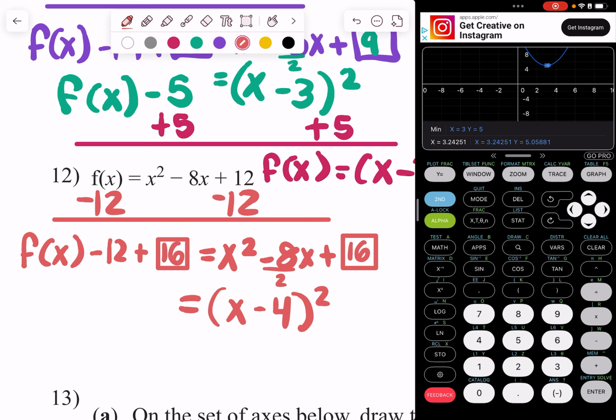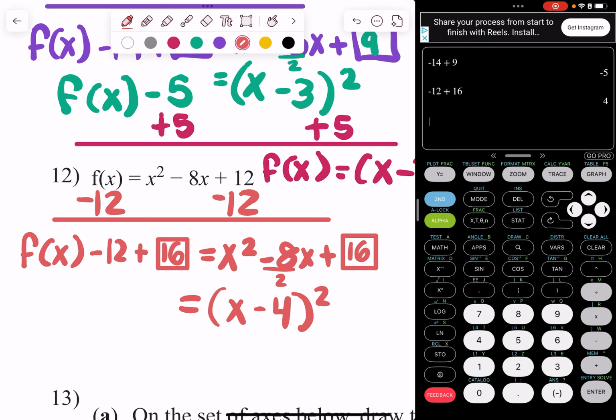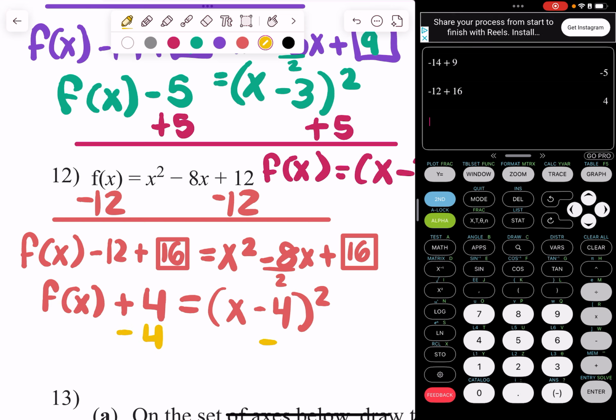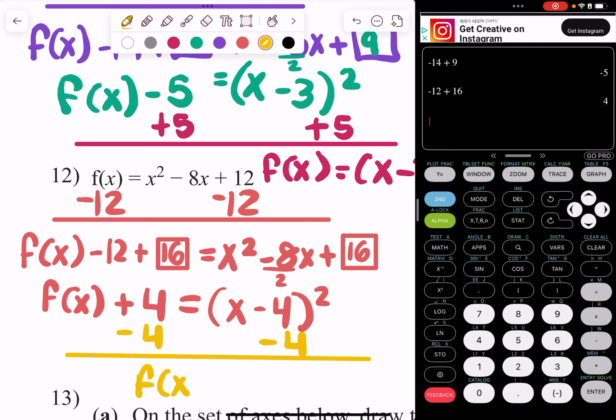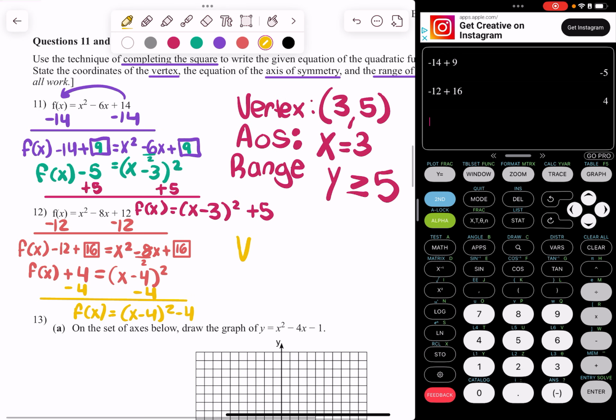I need to get a positive. And then negative 12 plus 16 gives me 4. So f of x plus 4. You always need to bring that 4 back to the other side. So we are just left with f of x. So I'm going to subtract 4 and I will get f of x is equal to x minus 4 squared minus 4. The three things they want us to write down is first our vertex.